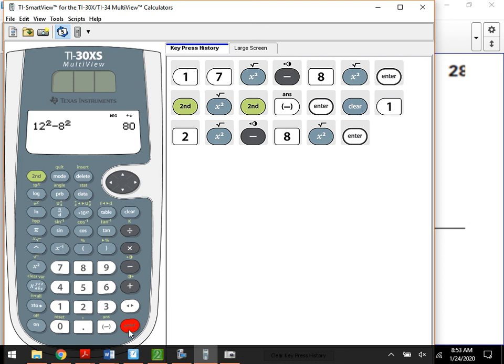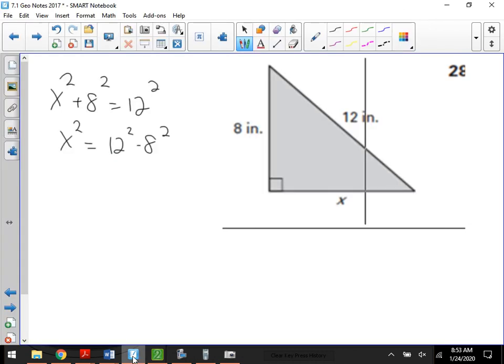Again, take the square root of your answer. Second root of your answer. It gives you what's called simplified radical form. Notice there is no decimal. And that's how your answer should look. There are no decimals in these things. Your answer is 4 root 5.